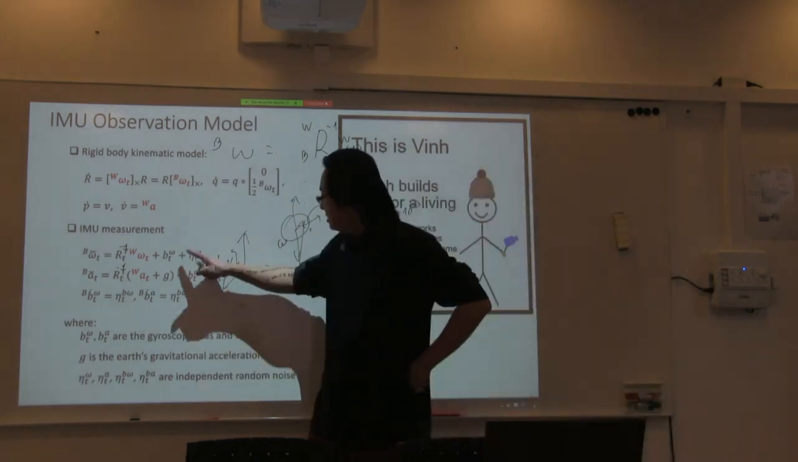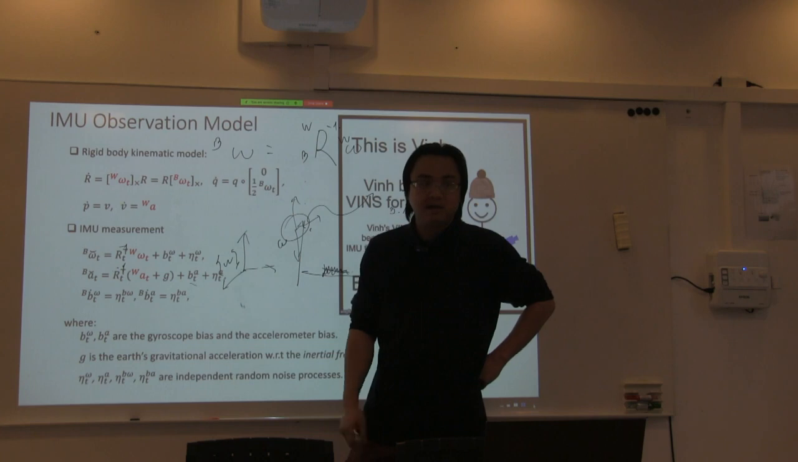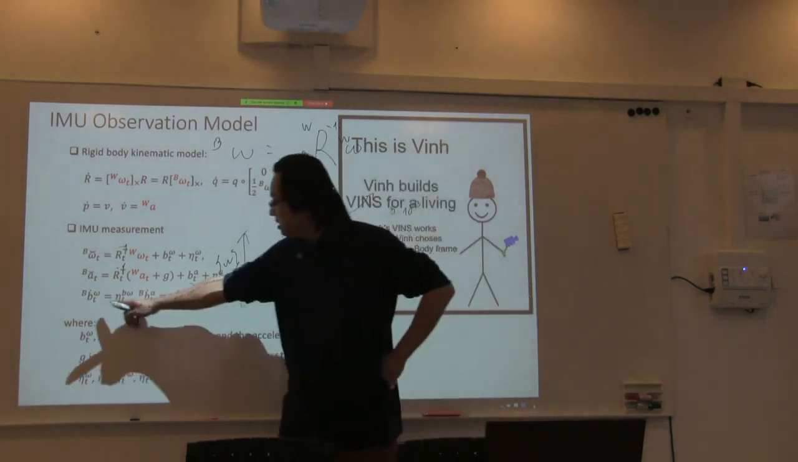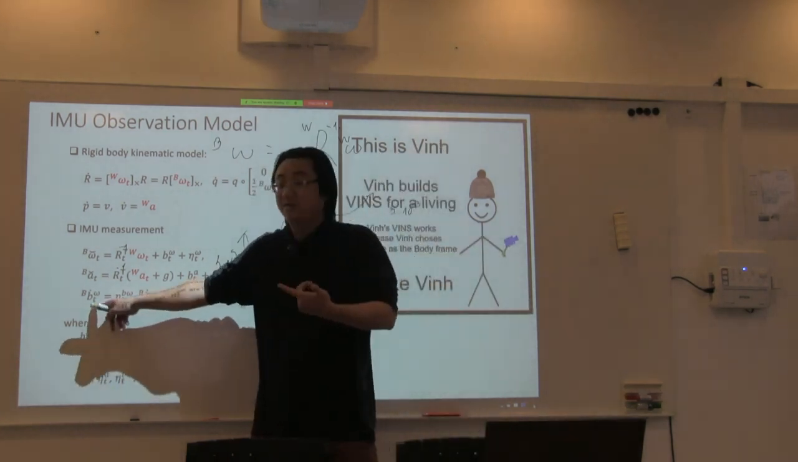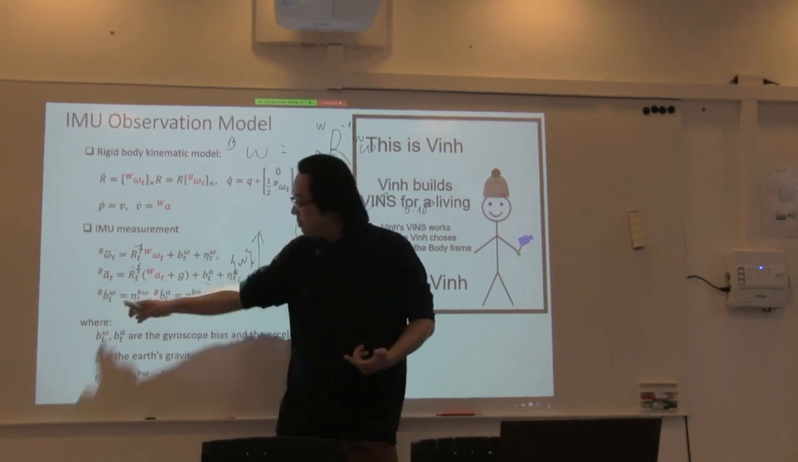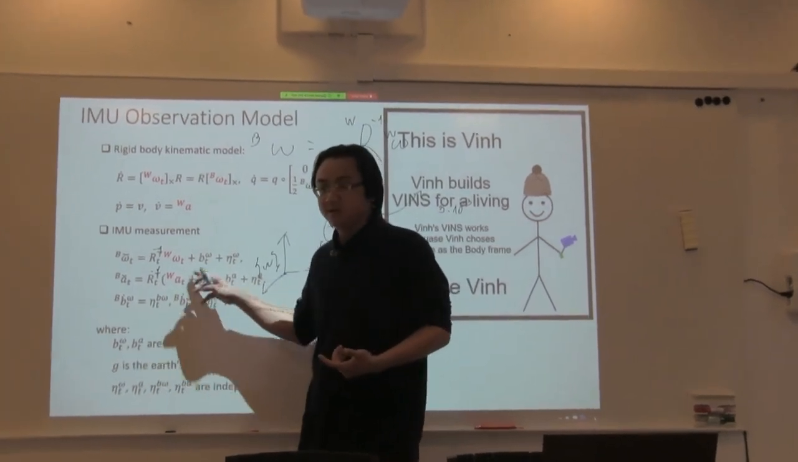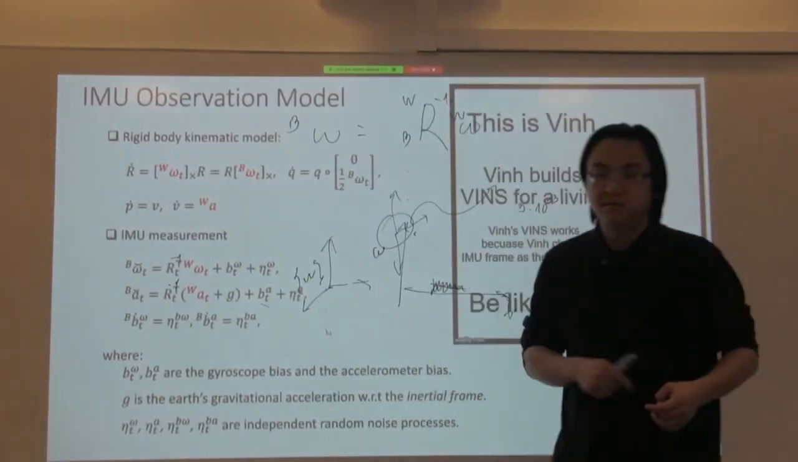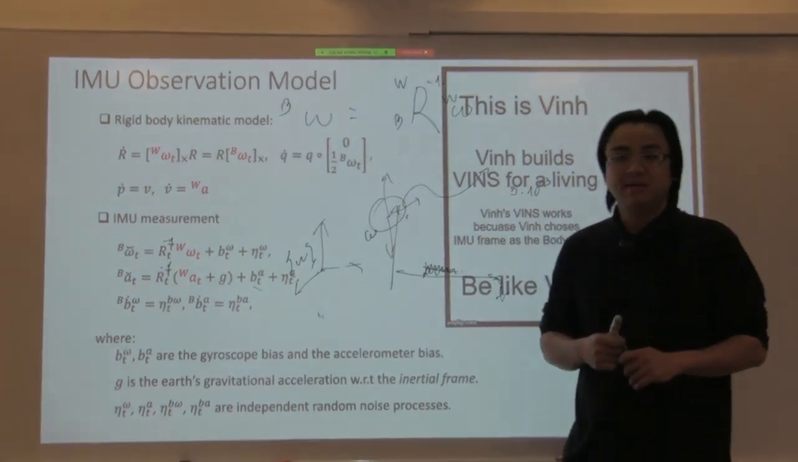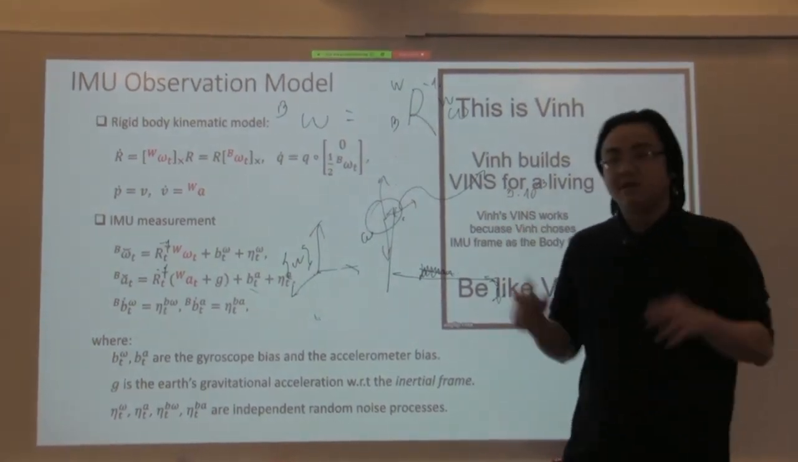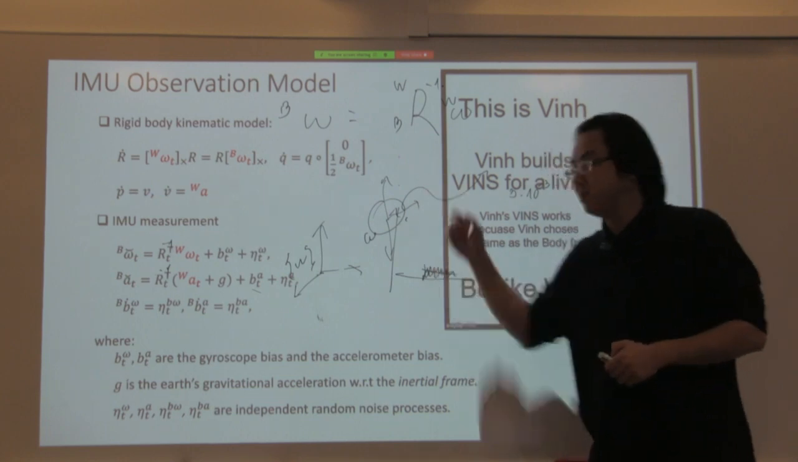And the biases, they model the biases by the random walk process, meaning that the derivative of this is supposed to be a constant, but it drifts somehow, so they model the drift in a stochastic manner using the Gaussian process. Okay. Any question now? Now this is important. Any question?